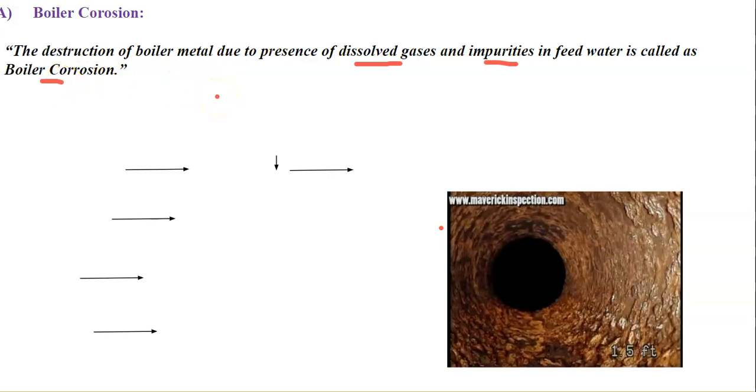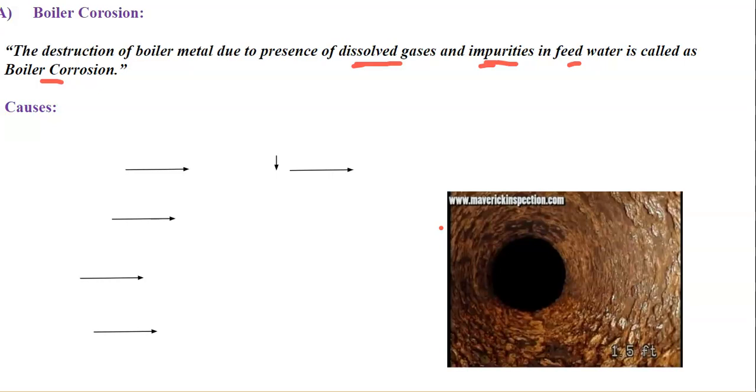So the boiler which we are using in industries, it is also made up of metal. Commonly used is stainless steel. So it is made up of stainless steel, contains the main quantity of metal which is iron, Fe. So this boiler metal can undergo corrosion due to presence of dissolved gases and impurities in the feed water. Feed water is the water which we are using in boiler for generation of steam. So this is boiler corrosion.